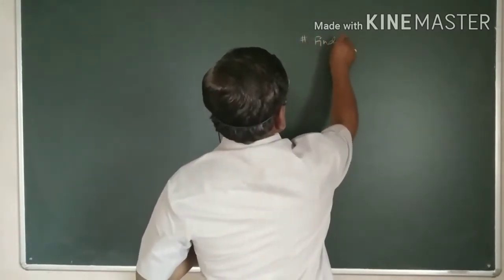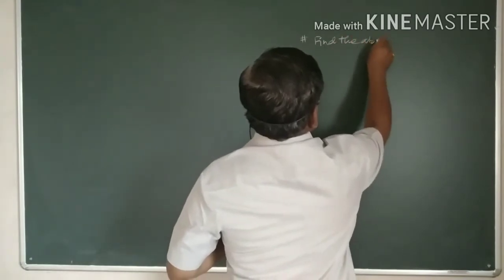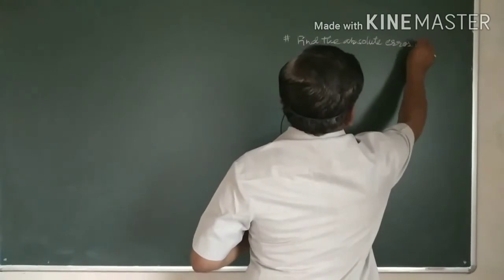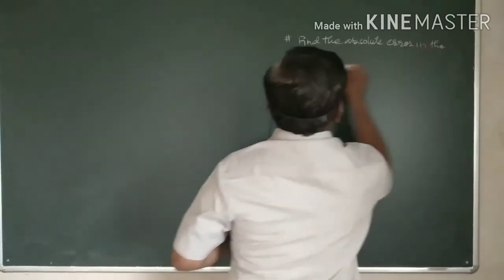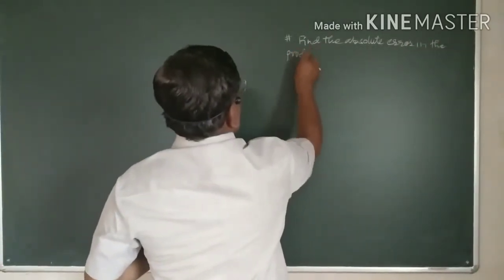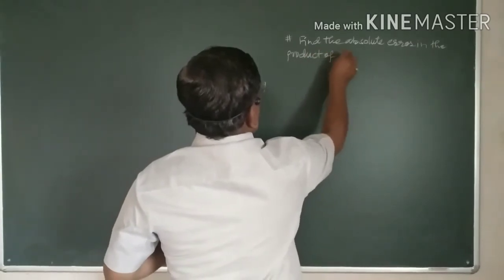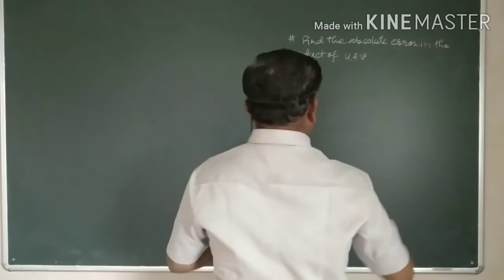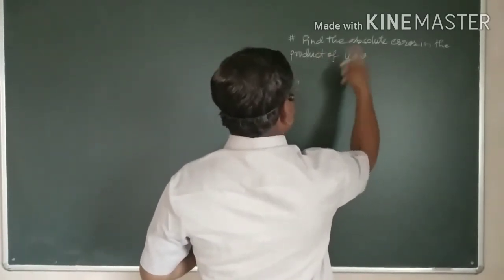Find the absolute error in the product of U and V. Okay, U and V, or in the product UV.